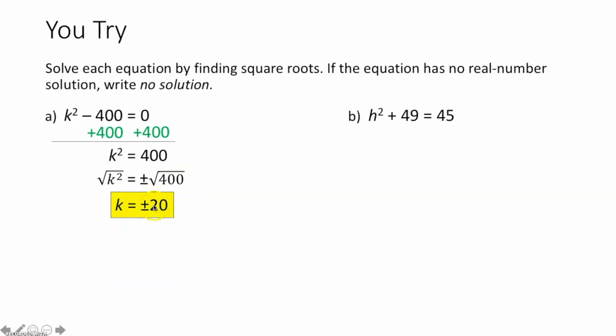Again, you can always check your answer. You can plug in positive 20 for k, square it, subtract 400, you get 0. Plug in negative 20, square it, subtract 400, you get 0? Yes, so those are both your answers.